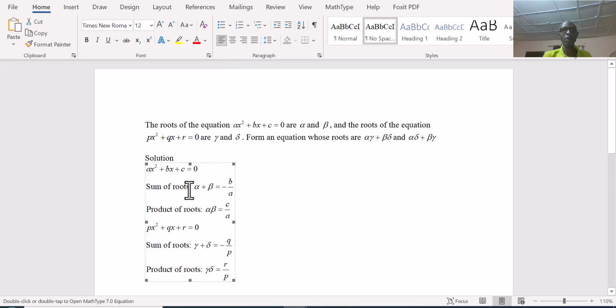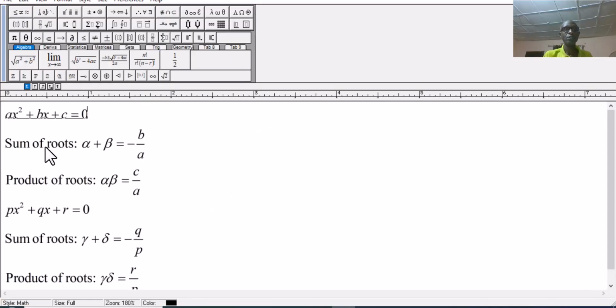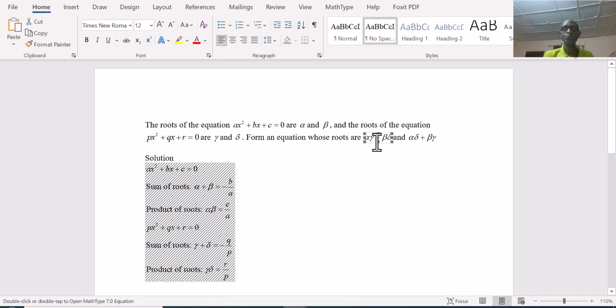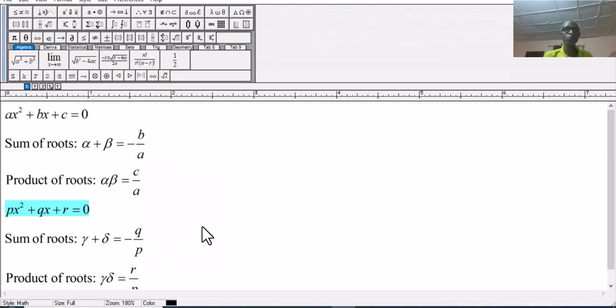For the sake of time, I've already found the sum of roots. I'm assuming that you already know how to find the sum of roots and the product of roots for these basic quadratic equations we are given. So we are just jumping straight to the new equation we are asked to form. So we need to find the sum of the new roots.